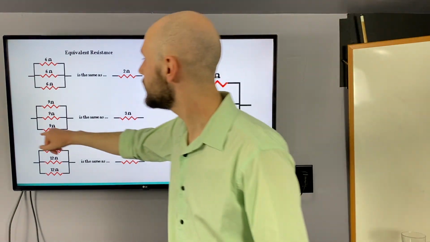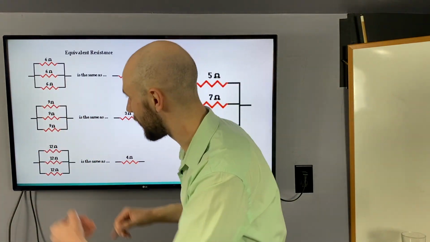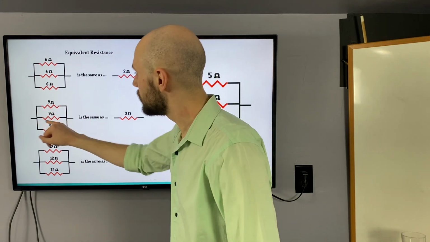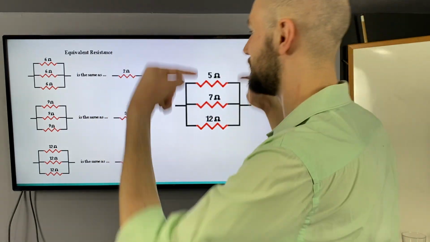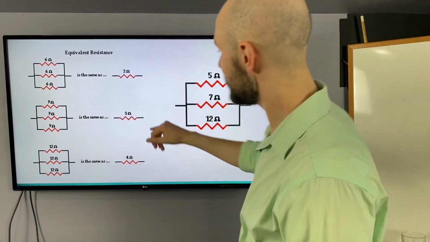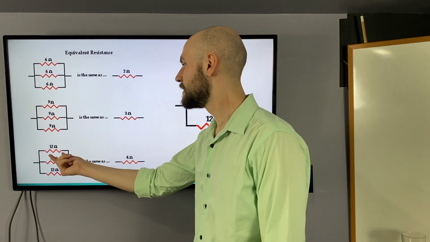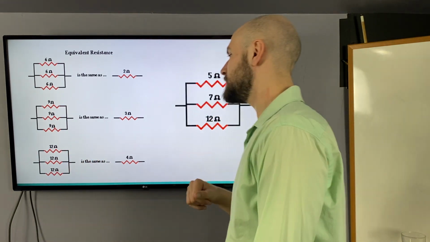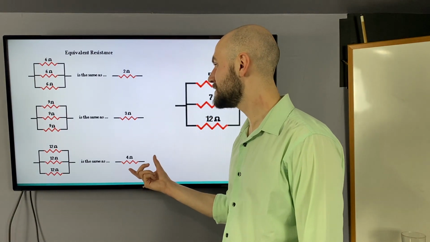Here, if we have 3 9-ohm resistors, well, we take a look at our equation. 1 over Req is equal to 1 over 9 plus 1 over 9 plus 1 over 9. That's 3 over 9. But then flipping it around, we get 9 over 3. And that's our 3-ohm resistor here. Same thing here. 3 12-ohm resistors in parallel is the same as a single 4-ohm resistor.